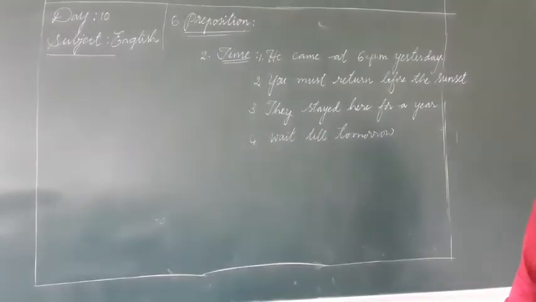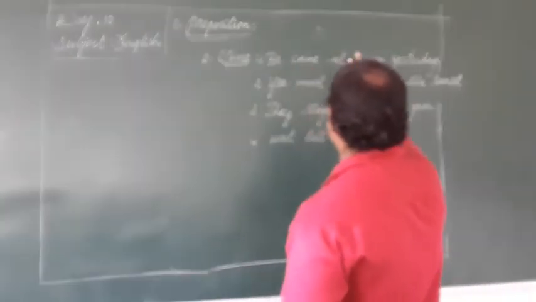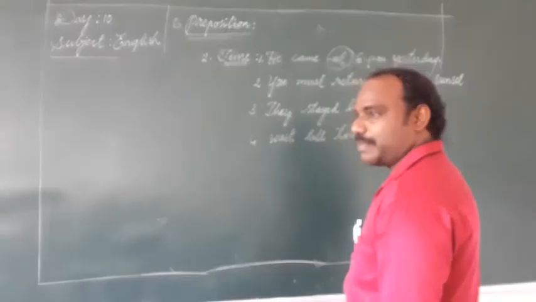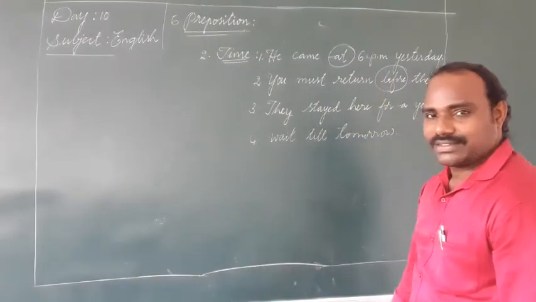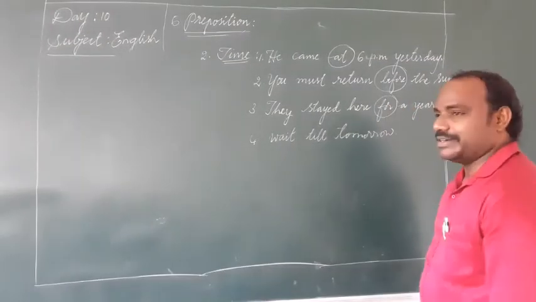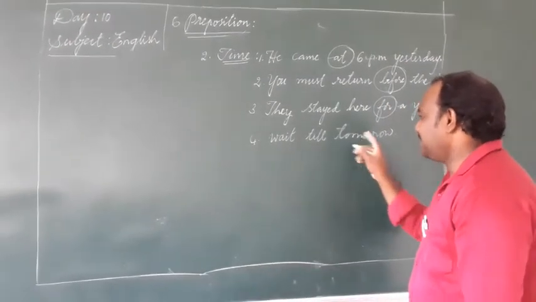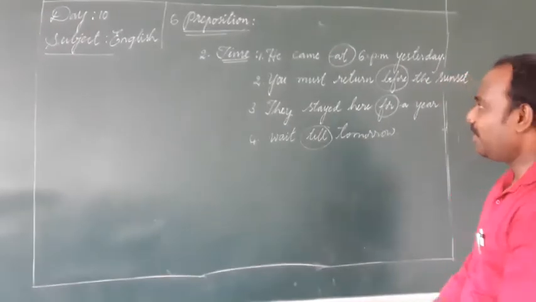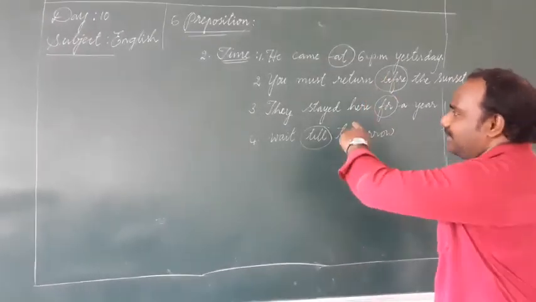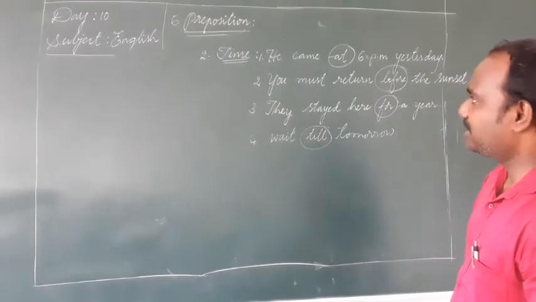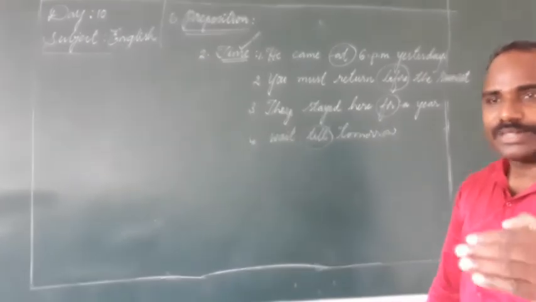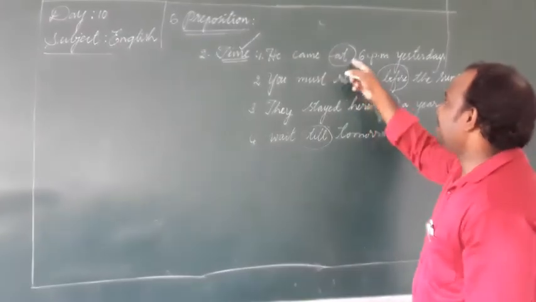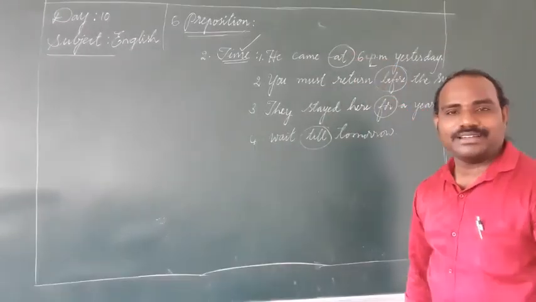Look at these four sentences. In the first sentence, he came at 6 p.m. You must return before the sunset. They stayed here for a year. Wait till tomorrow. All these words that are circled in these four sentences are prepositions of time, because they show the time of action. He came at 6 p.m. It shows the time when he came.